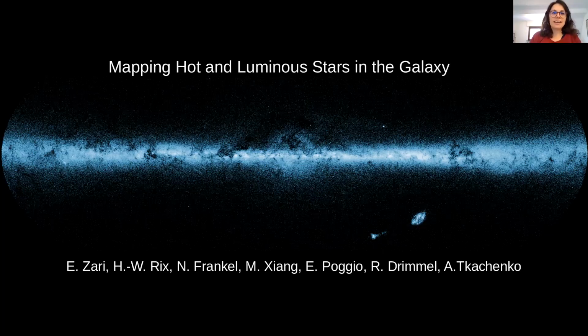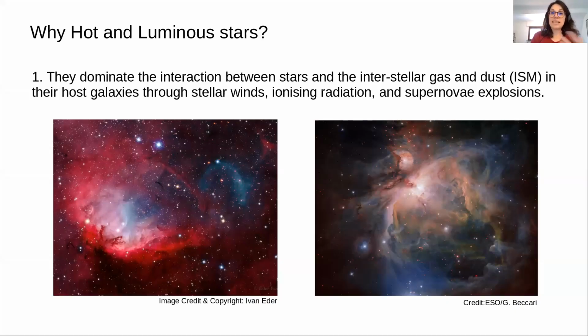So why are we interested in massive stars? First of all, they dominate the interaction between the stars and the interstellar medium, in our galaxy and in other galaxies. In these two figures you can see the effect of the ionizing radiation coming from massive stars in a young massive cluster, in Cygnus on the left and in Orion on the right, in their surrounding interstellar medium.